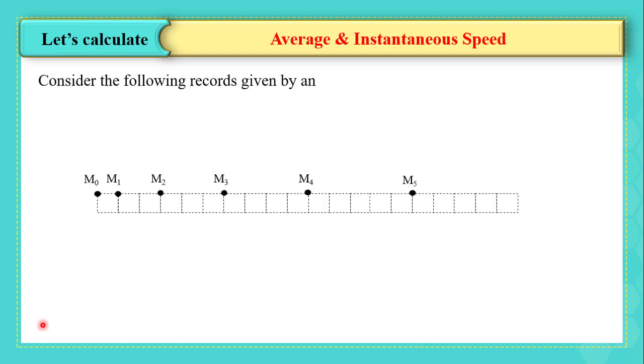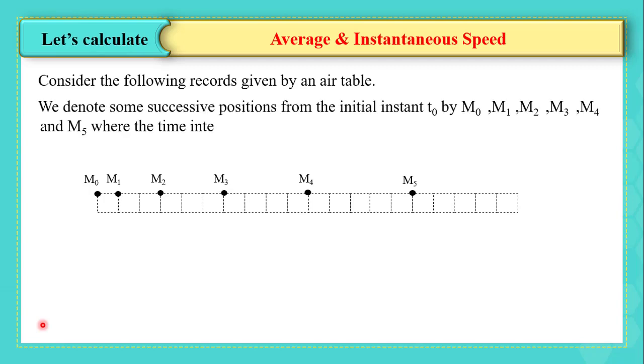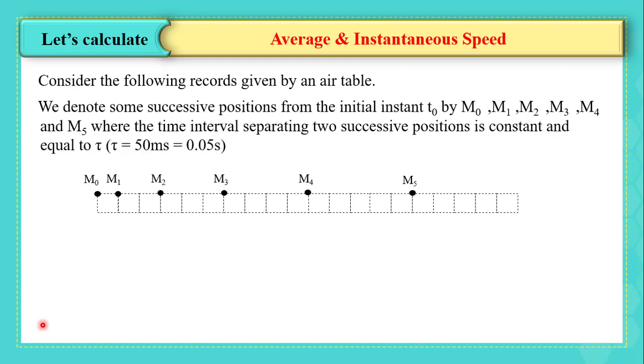Consider the following records given by an air table. We denote some successive positions from the initial instant t0 by m0, m1, m2, m3, m4, and m5, where the time interval separating two successive positions is constant and equal to tau, where tau is equal to 50 milliseconds.